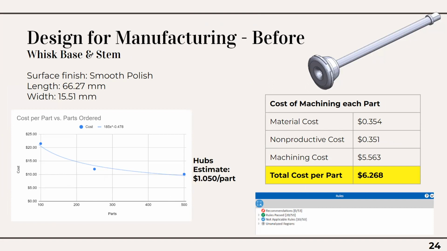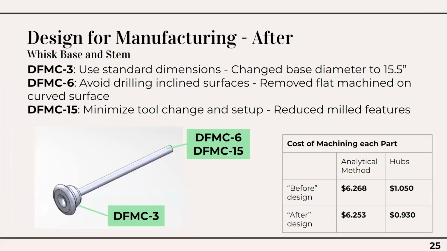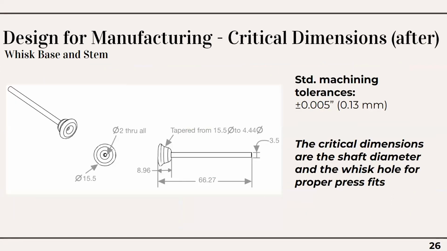After redesigning our part, we essentially removed some features that would add extra steps in the manufacturing process, following DFMC guidelines 3, 6, and 15. And this has slightly reduced our costs. Using our analytical method, we saw a slight reduction in costs, about $6.25, whereas the third-party analysis reduced our cost to about 93 cents per part. Again, here is our new redesigned part with all critical dimensions called out and all features labeled.